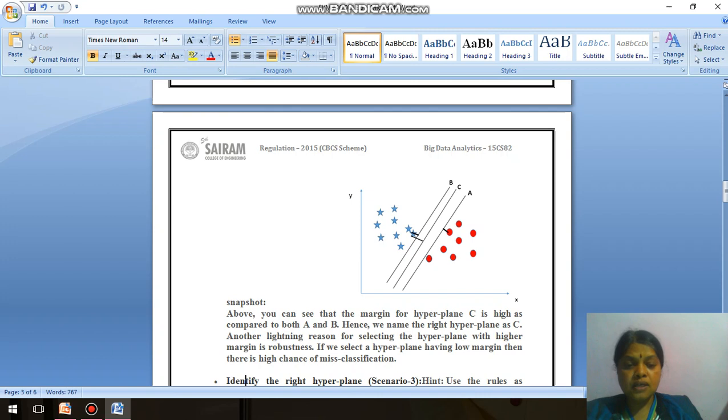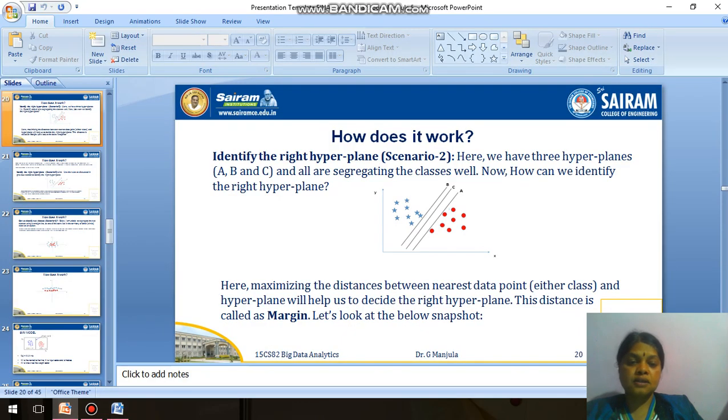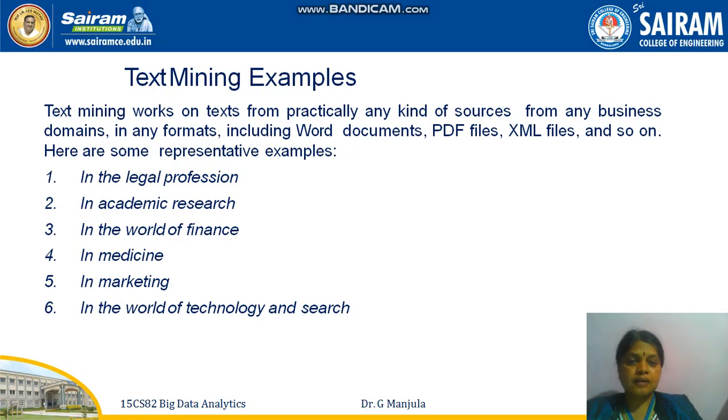If there is more robustness, there is very little misclassification. Our target is that we must have high classification. So if you want high classification, you must have a high margin. Clear? So because of this, in scenario 2, we have taken C as the best, with margin robustness. Clear? Now we will move on to our slide. Clear?